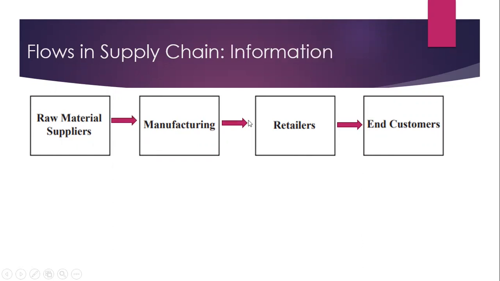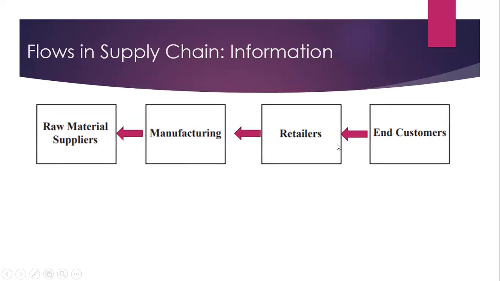This is the flow of information. Information flows from supplier to manufacturer to retailer to customer, as well as from customer to retailer to manufacturer and to supplier. So information flow is bidirectional.